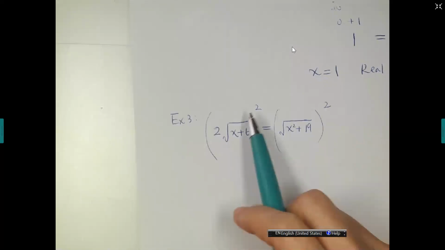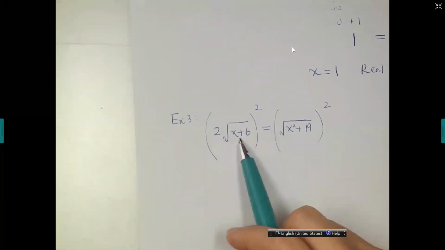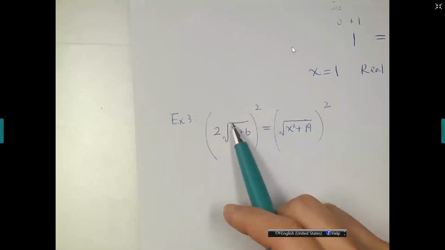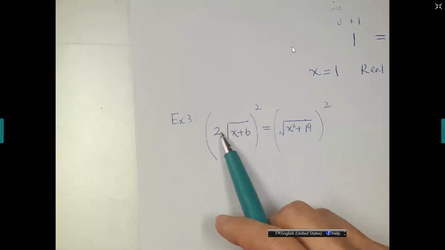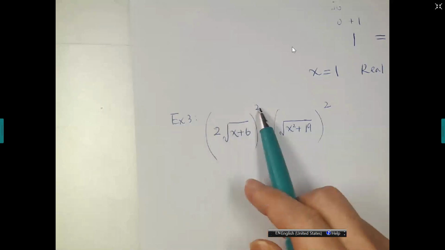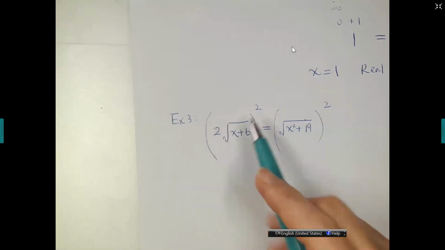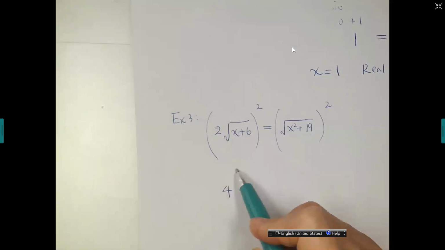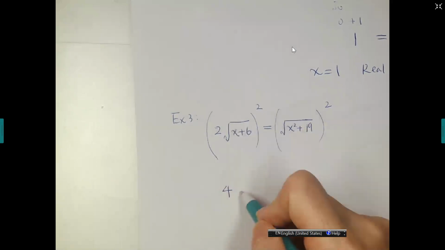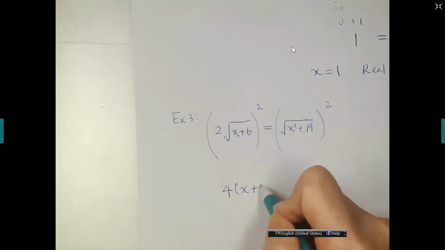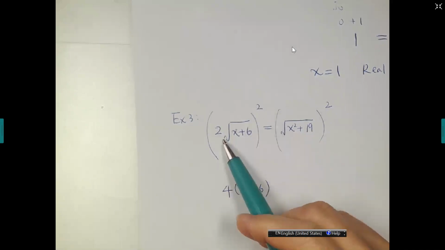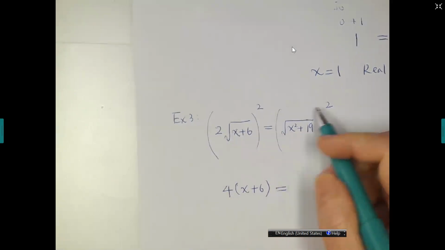What happens? When we square a product, so there's 2 times the radical symbol, each one gets the power. So there is a small trick right here. Don't forget this 2 gets the power 2. So 2 squared, that's 4. And the radical x plus 6 squared will have the radicand, so 4 times x plus 6. That is the square of the left side, and it equals the square of the right side.